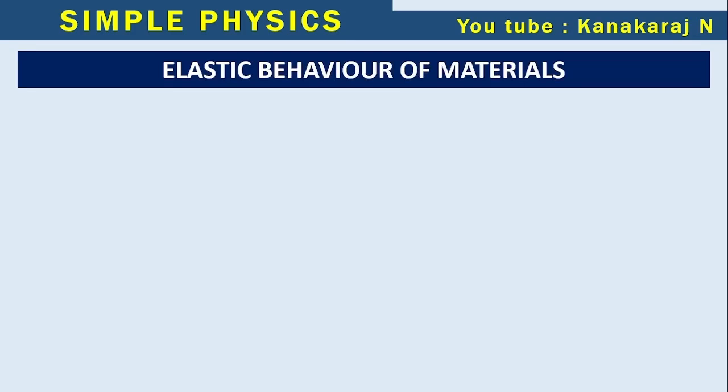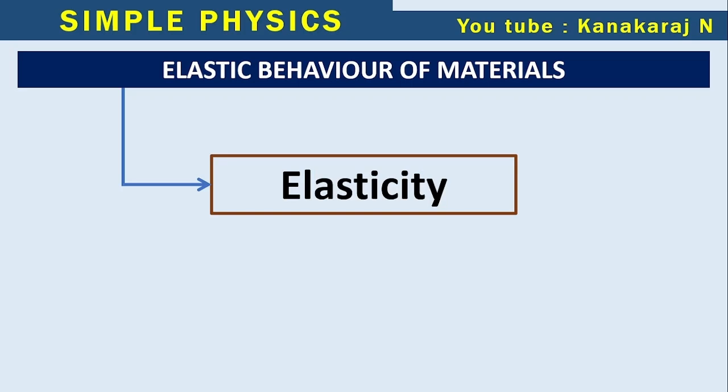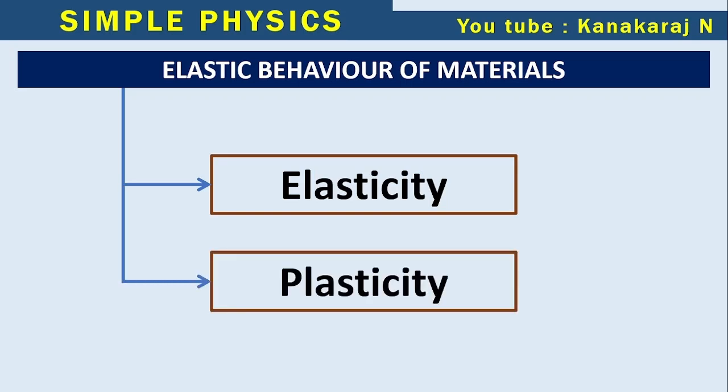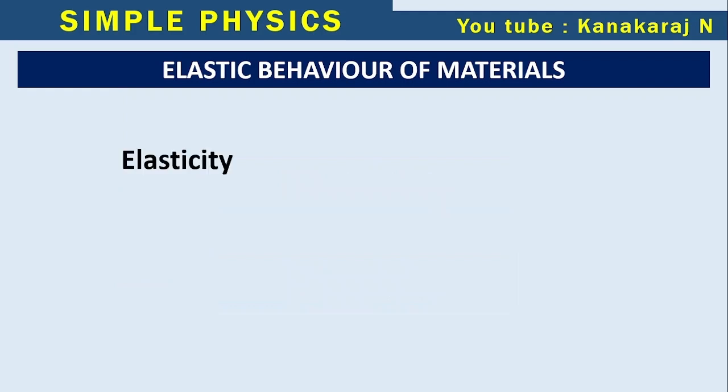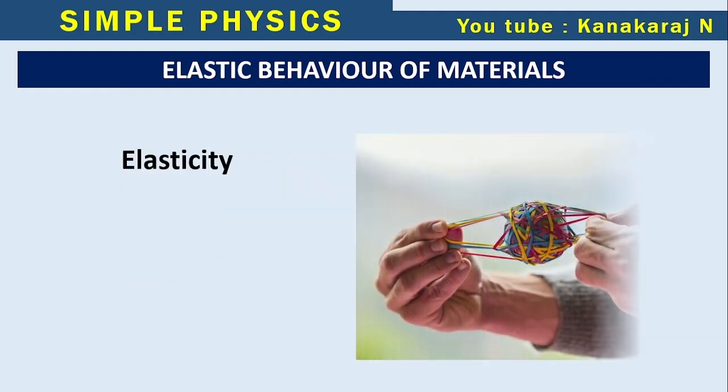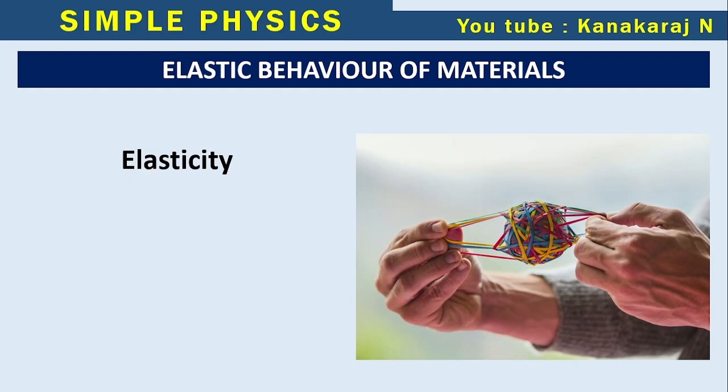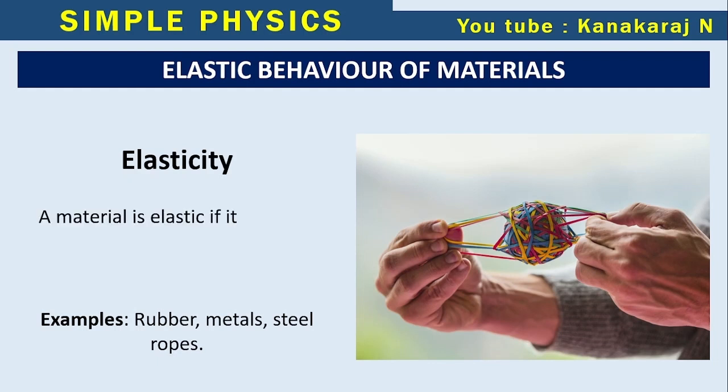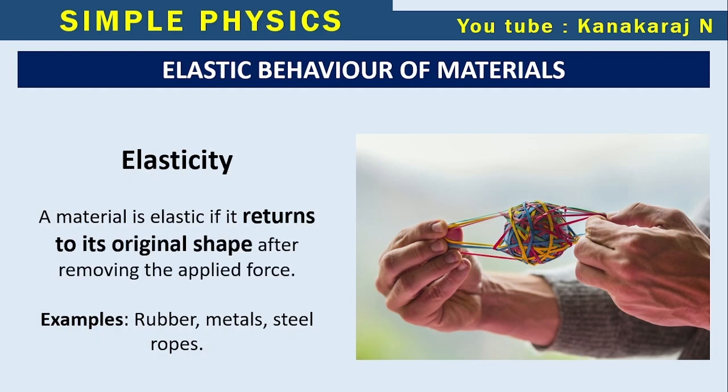Elastic behavior of materials. Under this, we learn elasticity and plasticity. Elasticity. Here you have a rubber band. This deforms when you apply a force. When the applied force is removed, it goes back to its original shape. The examples are rubber, metals, steel ropes. So a material is elastic if it returns to its original shape after removing the applied force.